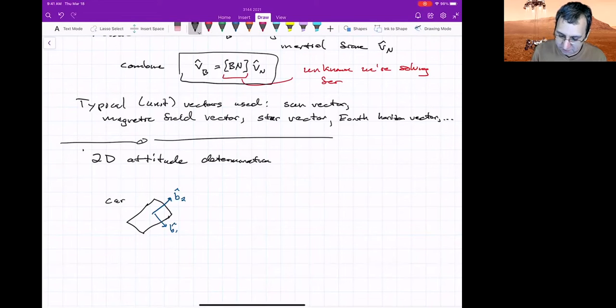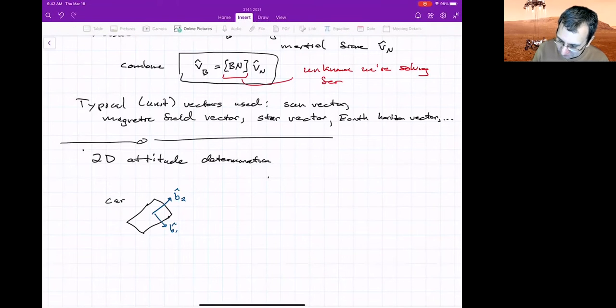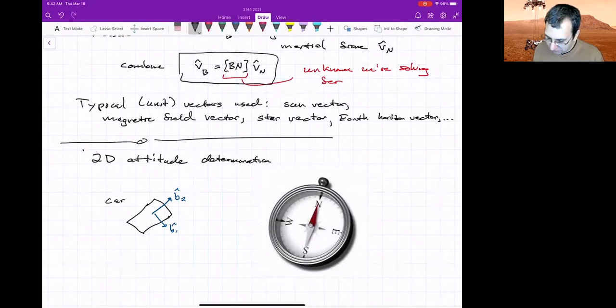So that vector, the one that you might think of if you're lost in the woods and you want to know what direction you're heading, if you have a compass, the compass will tell you what direction you're going. You take a measurement with your compass. There's a known direction called north that's known in the inertial frame. So we may as well call that the N2 direction, and then east is N1.